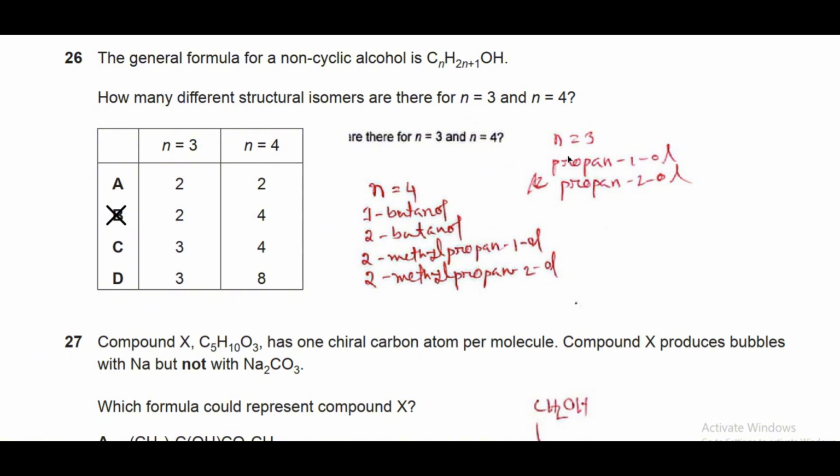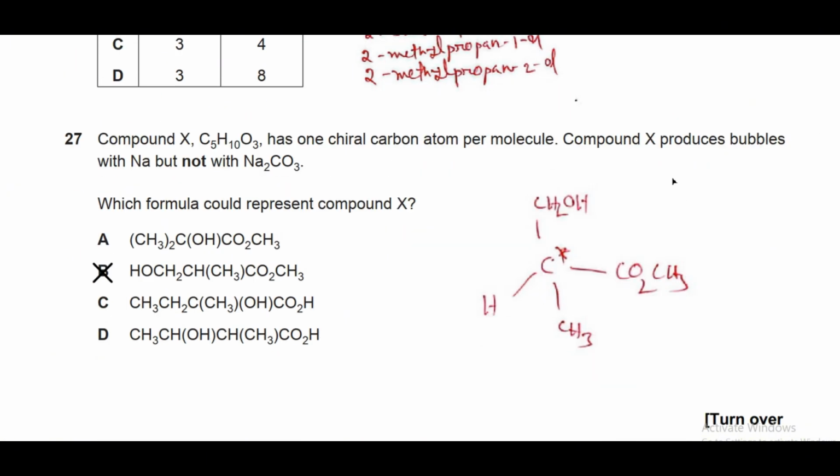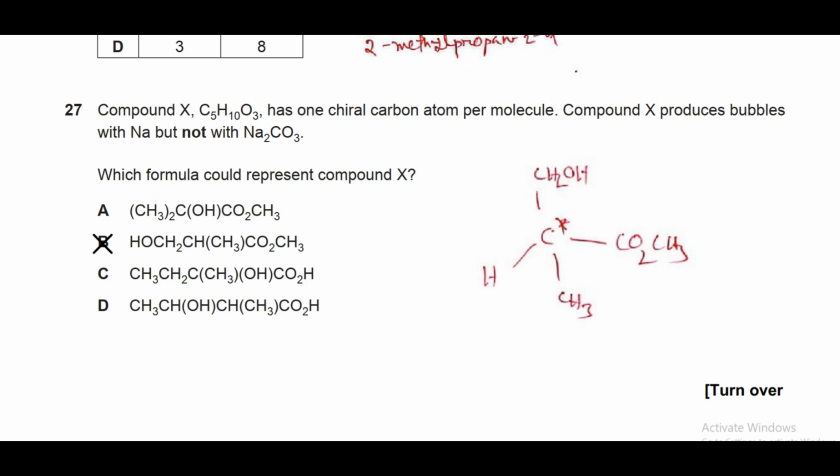Now this is 27. Compound X, C5H10O3, has one chiral carbon atom per molecule. Compound X produces bubbles with sodium but not with sodium carbonate. That means X reacts with sodium, so it will be an alcohol, but not with sodium carbonate. That means X is not an acid. So which formula could represent compound X? So the answer is B. Why?